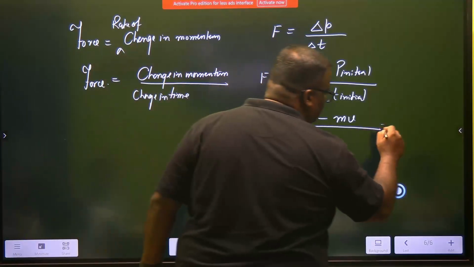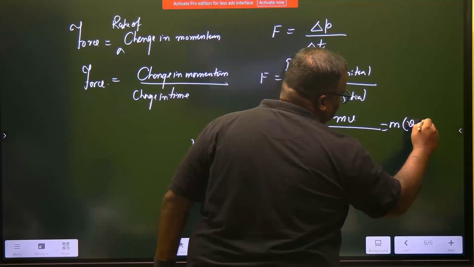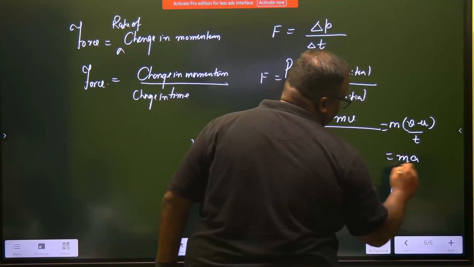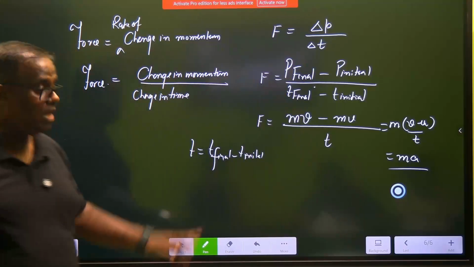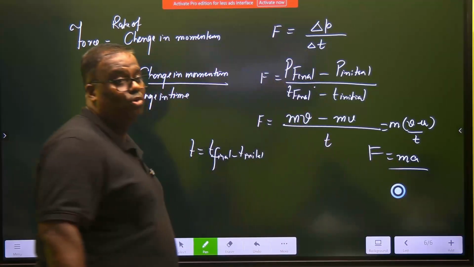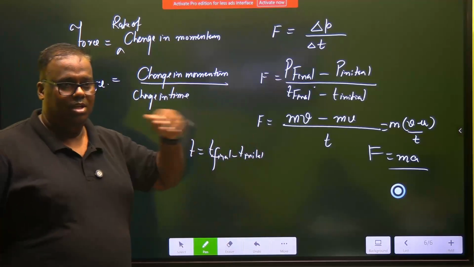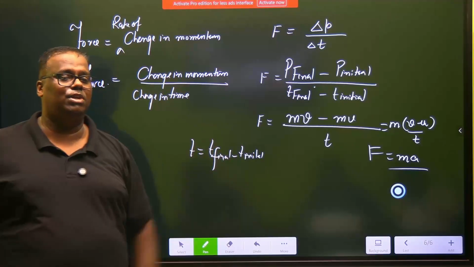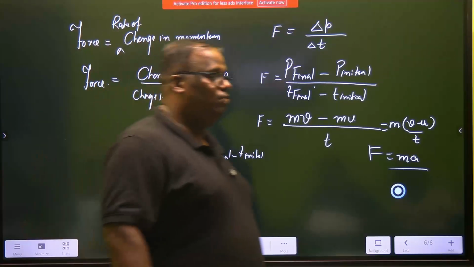Can I not take mass common? m times (v minus u) by t. Is it understood? v minus u by t is a quantity which is known as acceleration. So you actually derived force is equal to mass into acceleration. How do you derive it? This is how you derive it. The expression comes from the definition: force is rate of change of momentum.